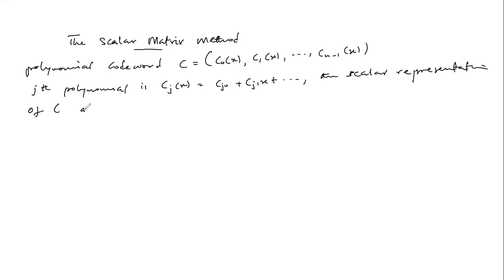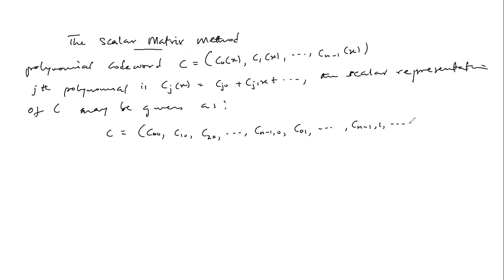C may be given as C equal to C00, C sub 1 0, C sub 2 0, all the way to C sub n minus 1 0. Then we have C sub 0 1, then we have all the way to C sub n minus 1, f, all the way. So let's assume this is some equation star.